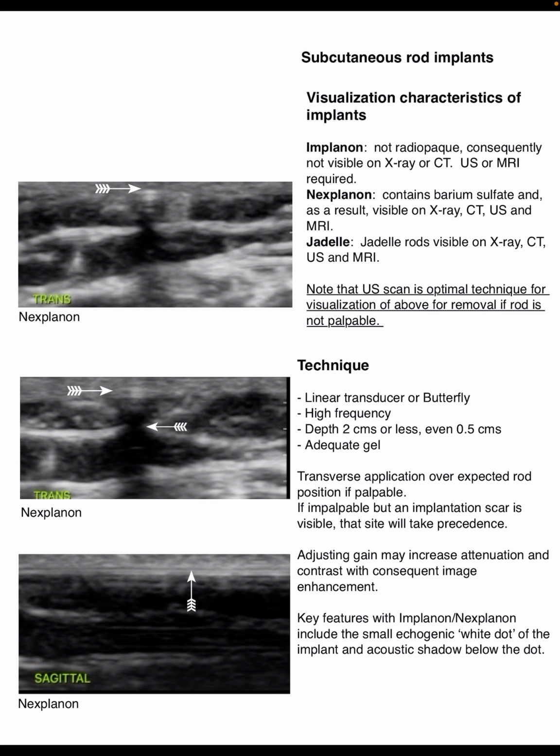Key features with Implamon and Nexplanon include the small echogenic white dot of the implant and the acoustic shadow below the dot.